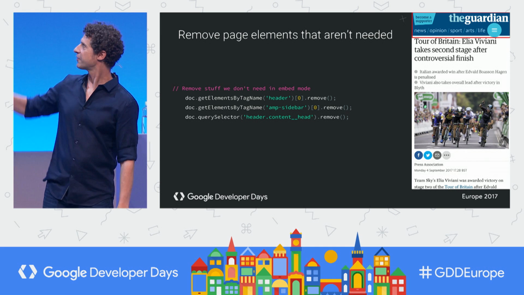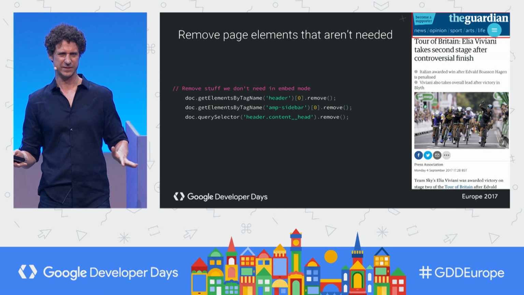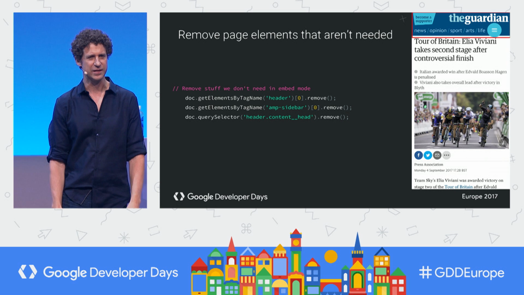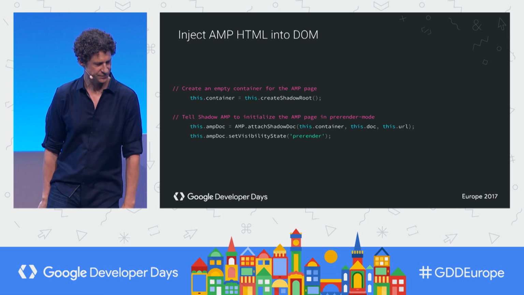And we're going to remove parts we're not going to use over here. So notice on the top, for example, the Guardian has this header. We don't want to see that as part of this app experience. You just remove things from the DOM you don't want. You take out sidebars, take out headers, just to get the part that you actually need.